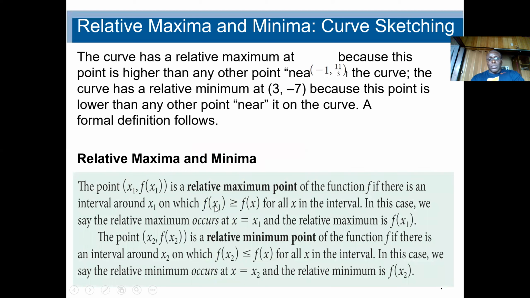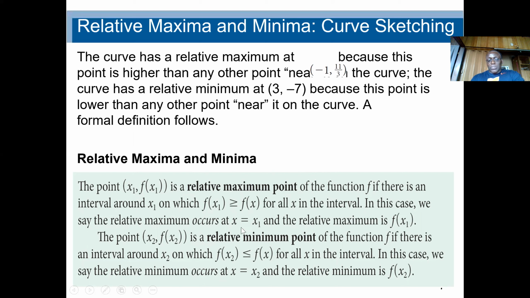So the first thing we're going to do is get the definition of what a relative maxima is and what a relative minima is. Here we say, for example, if I have a point, x1 and f at x1. A point always has 2 coordinates. Here we are dealing with 2 dimensions, the x and y points. So x1, f at x1 is a relative maximal point of the function f if and only if there is an interval around x1 on which f at x1 is greater than or equal to f at x for all x in the interval.